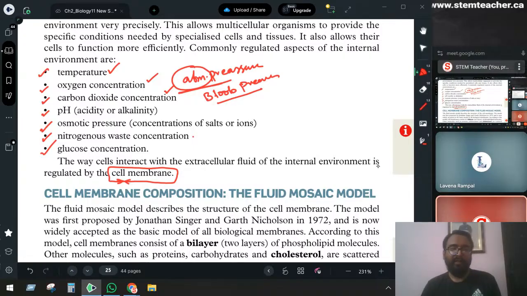Atmosphere means it's totally outside air. Blood pressure means the inside controlling system of your body, and inside the cell. I'm giving general examples, but the cell membrane controls these things. The cell membrane controls the cell's internal temperature.